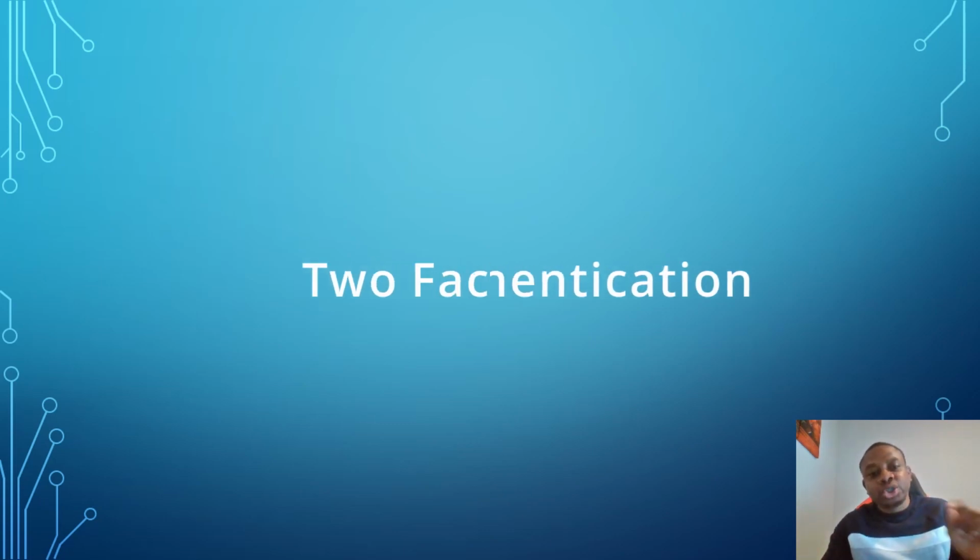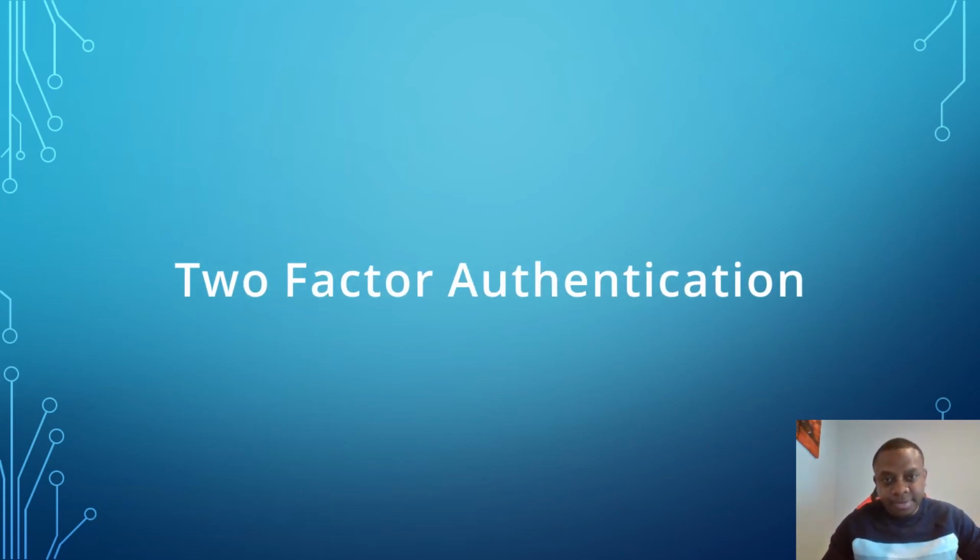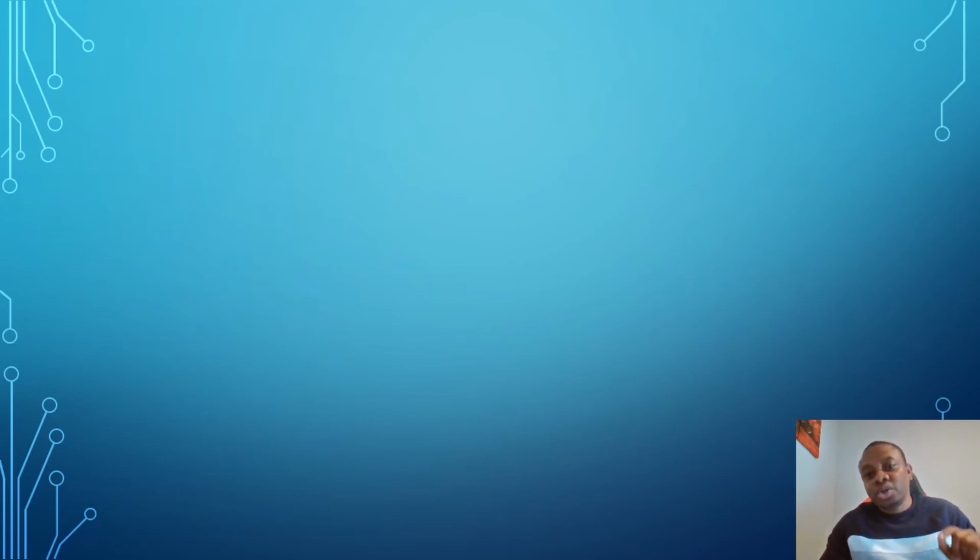The next is two-factor authentication. Two-factor authentication is your username and your token or your badge. Your username, your token, or your badge. So when you enter your username, then you need to also put in your PIV card or use your token to complete the two-factor authentication. Your username and your token or your badge.